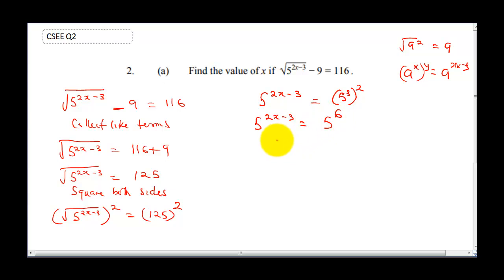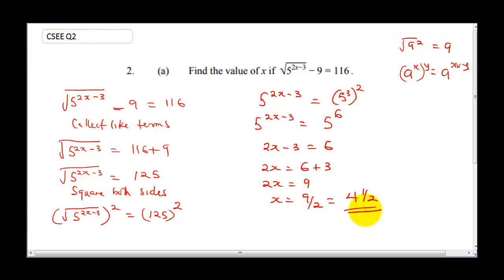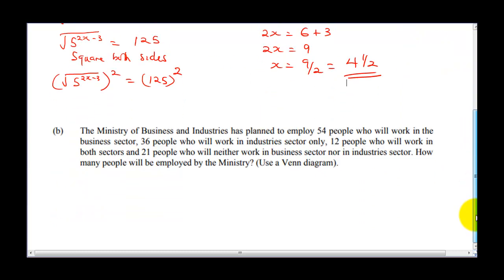So now we have our bases equal, and we can take the indices. So this is going to be 2x minus 3 is equal to 6. Solving for this, 2x will be equal to 6 plus 3. 2x is going to give us 9. And our x is going to be 9 over 2, which is the same thing as 4.5. Final answer. So as easy as that, you can simplify this equation.